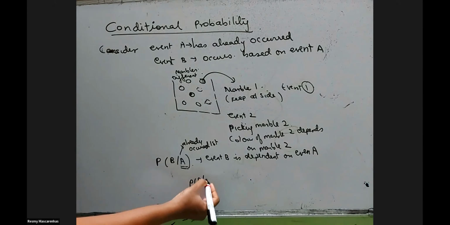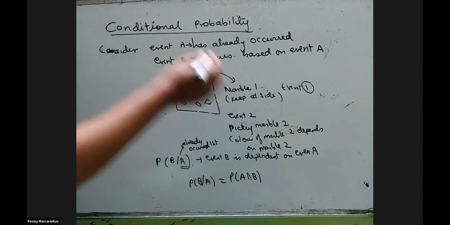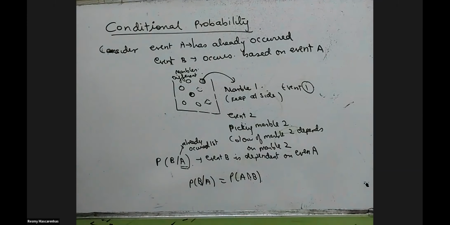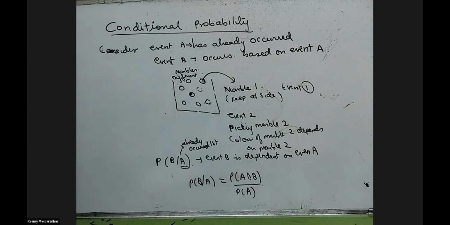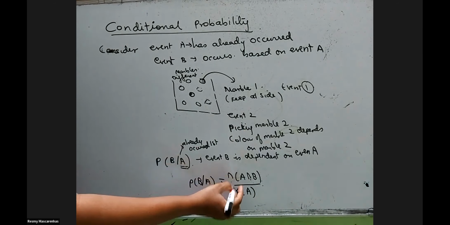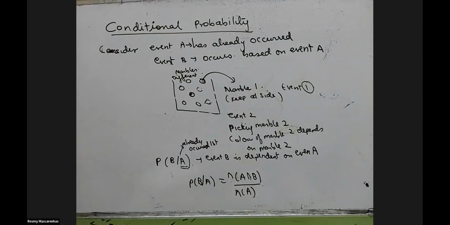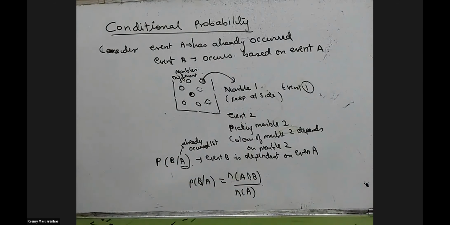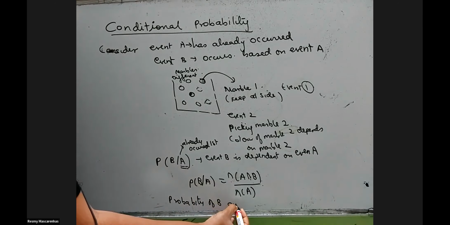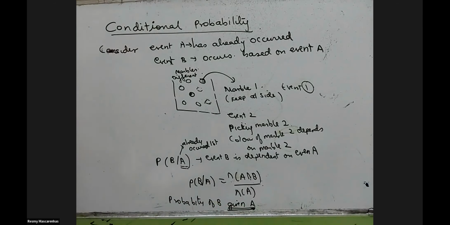The formula to calculate B dependent on A is P of A intersection B upon P of A. You can just put N here: N of A intersection B upon N of A. And if you want to know how to read it in the questions, it is probability of B given A. A will be already given.